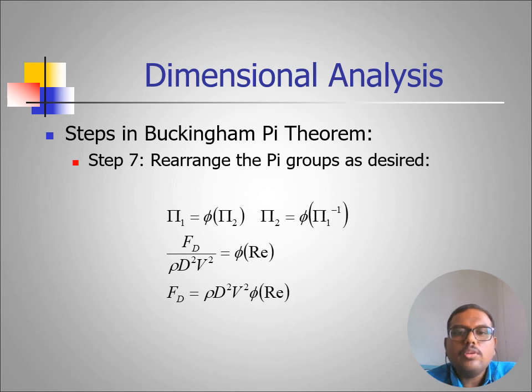Now we are going to rearrange the pi groups as desired. As I have already told you, pi2 is a function of pi1. So Fd by rho d square v square equals a function of the Reynolds number, or we can write it as mu by rho V d. So Fd equals rho d square v square into a function of the Reynolds number.